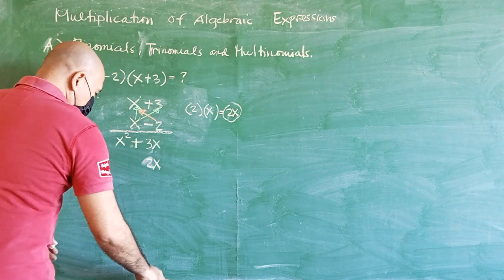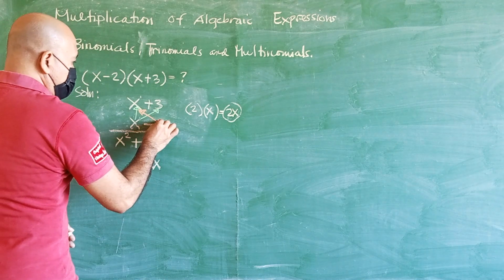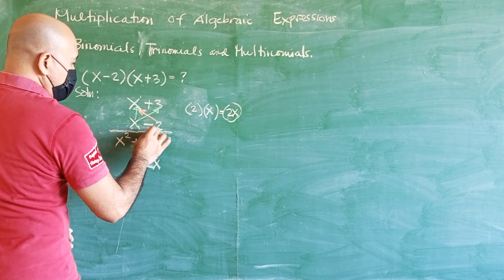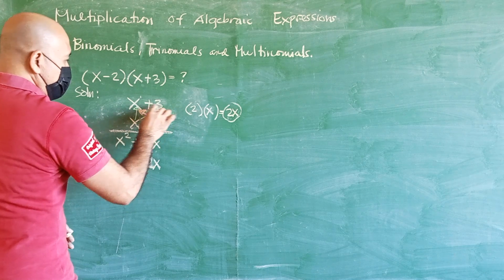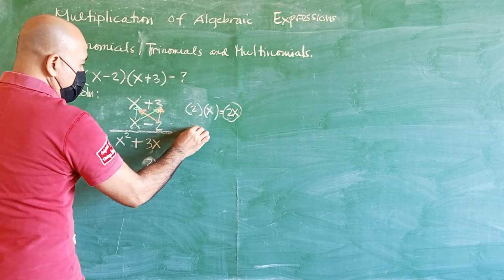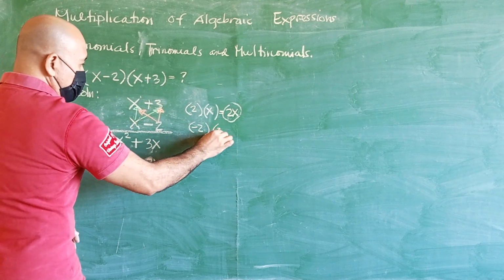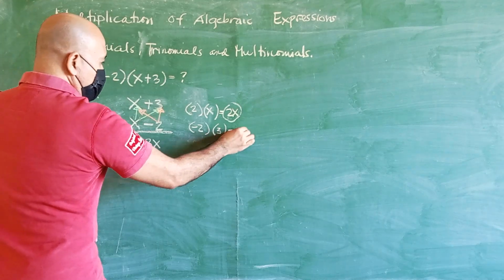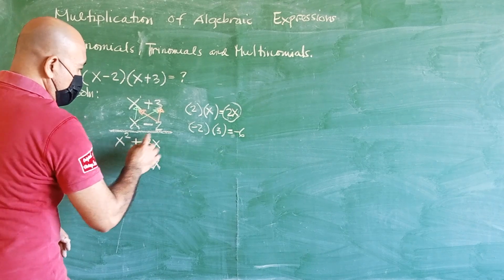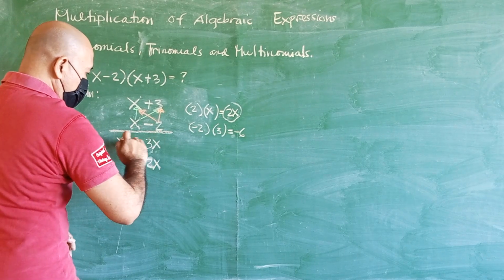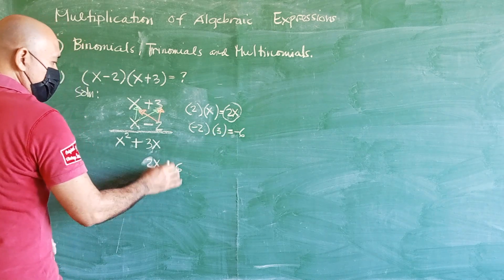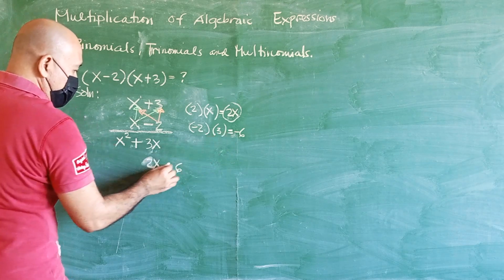Then let's proceed to the last part, that is the last term of the second line binomial, the last term of x minus 2, which is 2 times the last term of the upper binomial. So that's 2 times 3. So technically, this is negative 2 times positive 3. So that is equal to negative 6. Since there is no constant in the first line, you have to place the 6 here further. And my negative becomes minus here.